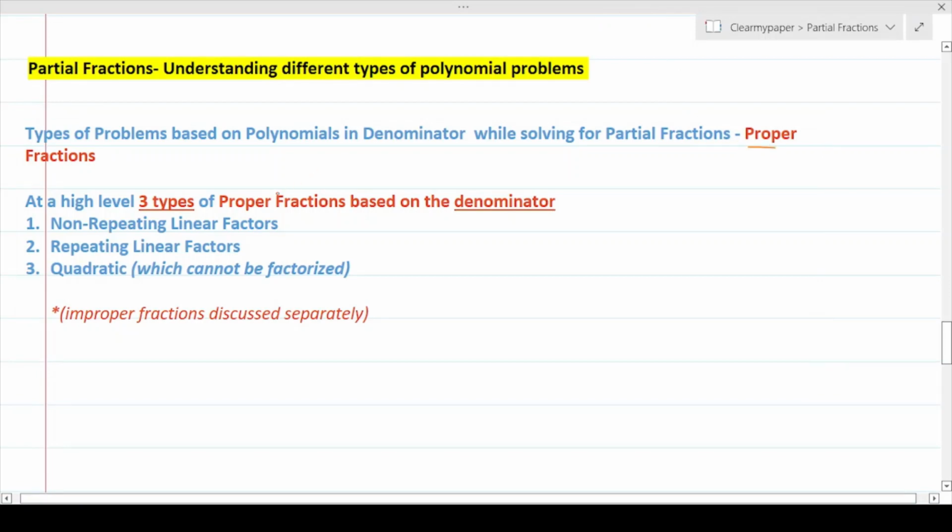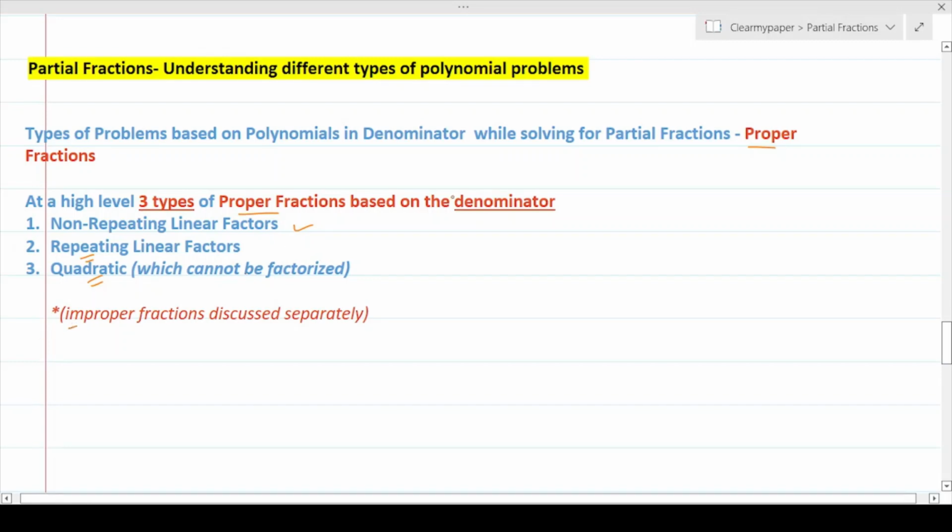Just based on the proper fractions and depending upon the denominator, we can segregate them into three high level types, okay? The first one is called non-repeating linear factors. You check the denominator and you might see that it fits into this model where it has non-repeating linear factors, or you might have a denominator which has repeating linear factors. And last but not the least, you might have a denominator in the polynomial which is quadratic in nature and which cannot be factorized any further. And like I said, improper fractions will be discussed separately.